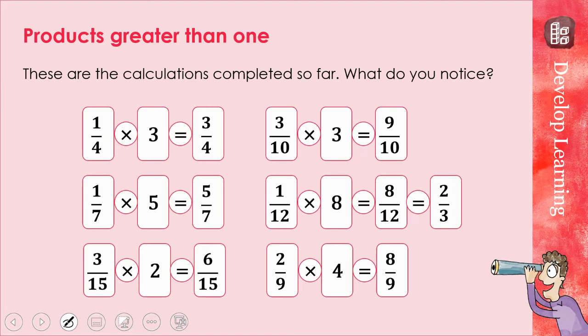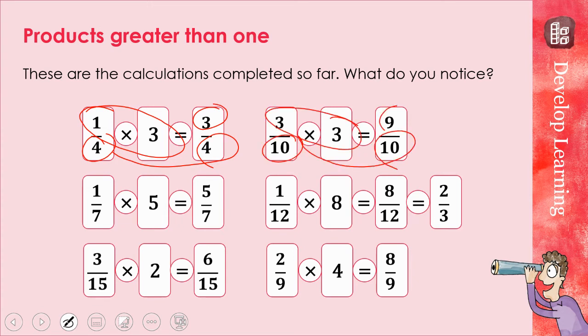Here are a whole host of calculations. We can just identify that the same thing has been done over and over again. The denominators stayed the same. We've multiplied to get the new numerator. Again and again and again.